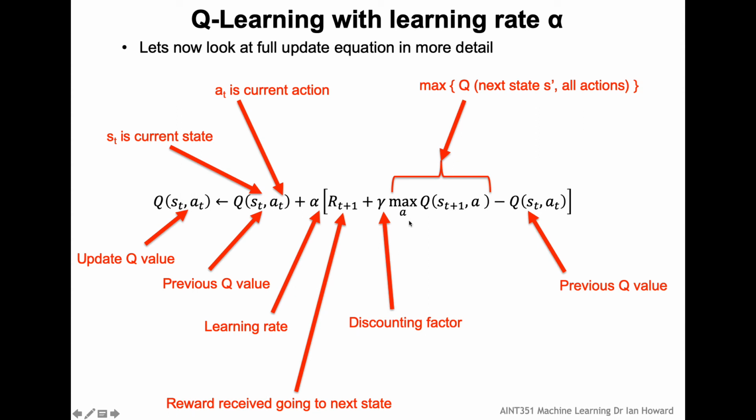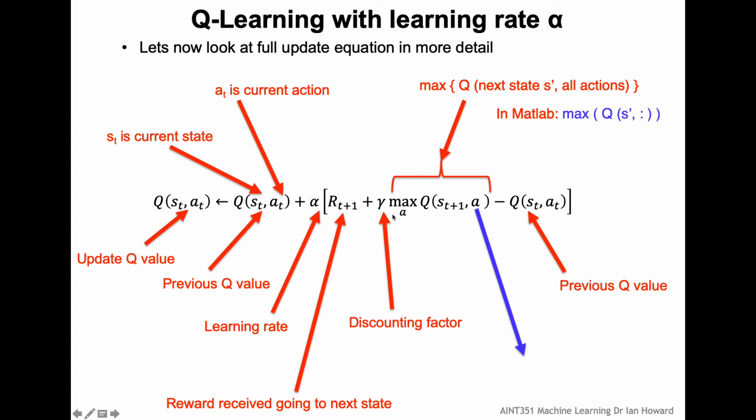So in other words, this is the bit that's saying we go to the next state, and then we choose the action that gives the biggest Q value, and we use that value. Again, this is taking off the previous Q value, and all of this is just filling in the current state, current action, and obviously this is the future state.